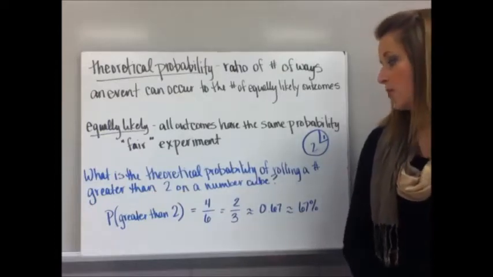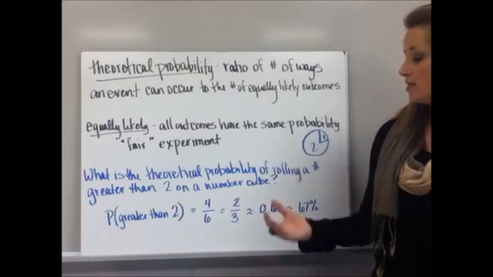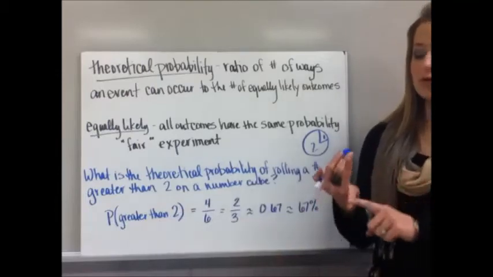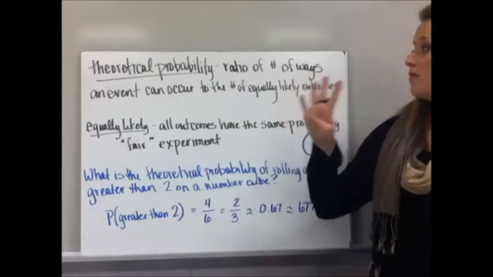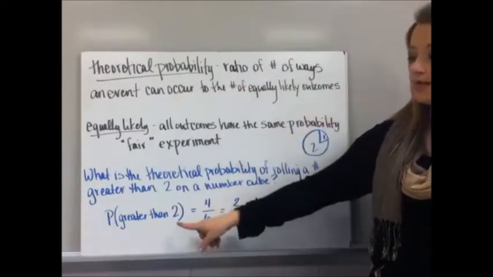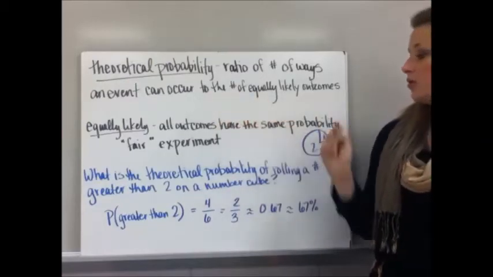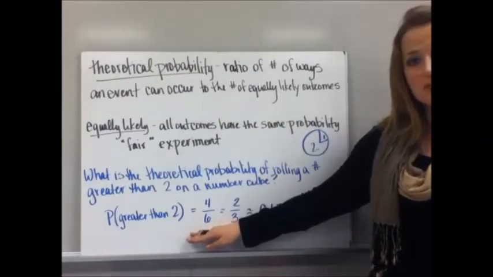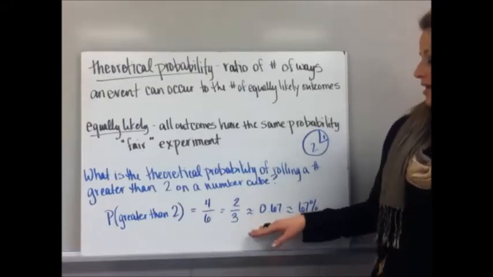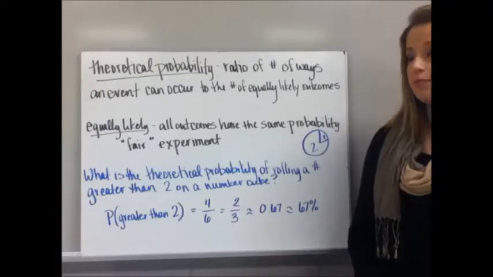What is the theoretical probability of rolling a number greater than 2 on a number cube? You have to start by thinking of what is the probability of a number greater than 2. That would be numbers 3, 4, 5, and 6. That is 4 ways. So the ratio of the number of ways an event can occur: there are 4 ways I can roll a number greater than 2, compared to the number of equally likely outcomes. There are 6 possible outcomes on a number cube. That reduces to 2/3, and rounded, that's the decimal 0.67 or the percentage 67%.